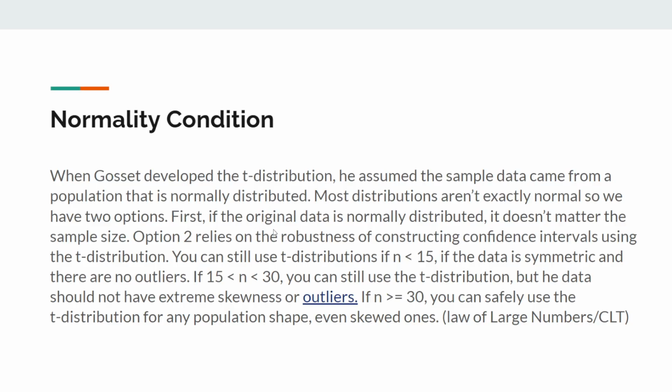Option 2 relies on using the t-distribution. You can still use it if n is less than 15 if the original data is symmetric. If n is between 15 and 30, you can still use the t-distribution, but the original data should not have outliers. If n is greater than 30, just ignore everything. You can use it regardless.